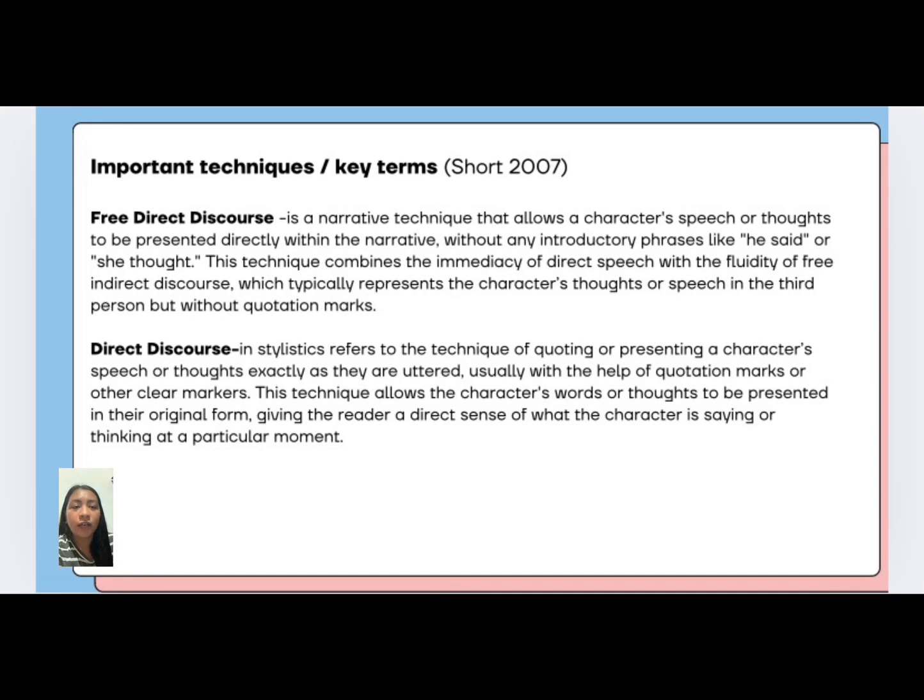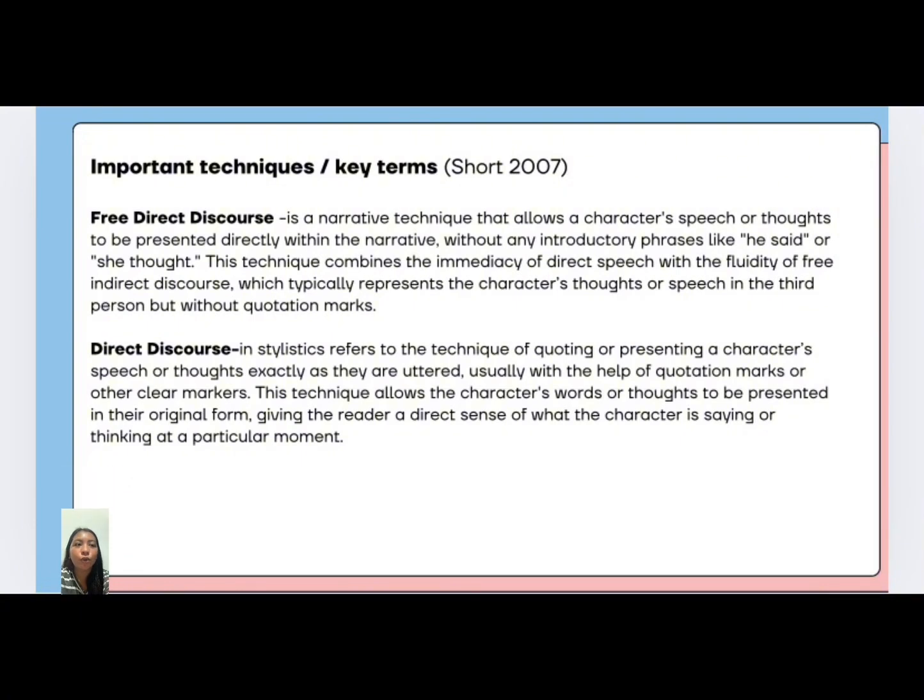So in the first technique, the free direct discourse, this narrative technique presents a character's speech or thoughts directly, without the use of quotation marks or reporting verbs. The character's words or thoughts are seamlessly integrated into the narrative, creating a sense of immediacy and intimacy, blurring the line between the character's inner world and the external narrative voice.